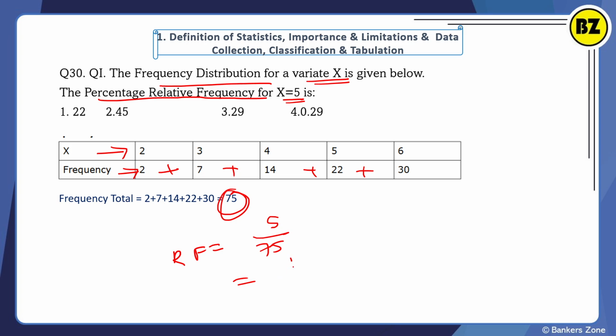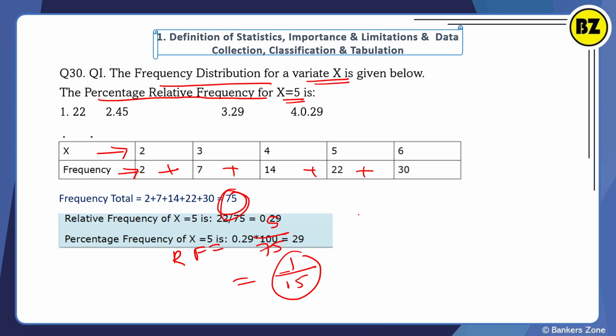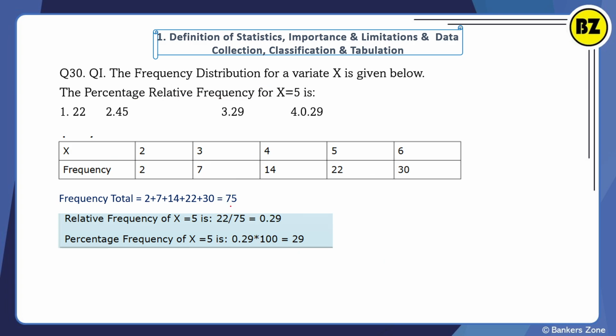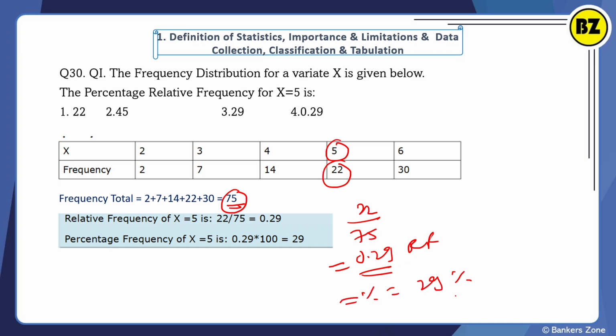So you will get 1 by 15. That means 1 by 15, right? So you will get 0.29. When you see here, the total will be 75, and for x equal to 5 the frequency is 22. So 22 upon total frequency 75, you will get 0.29. So this is your relative frequency. If they are asking about percentage, simply multiply by 100, so 29%.